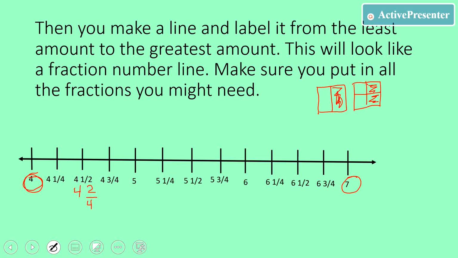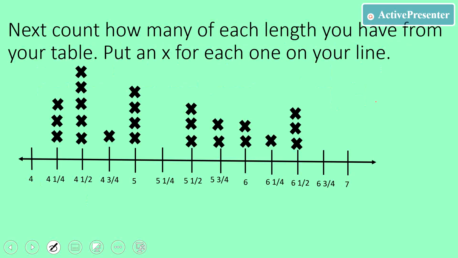So I've got then 4 3/4, 5, 5 1/4, 5.5, 5 3/4, 6, 6 1/4, 6.5, 6 3/4, and 7. So I have all of my numbers that it could be going from 4 to 7 if I'm counting by 1/4, because that's what my ruler is. And then what I do is I count how many of each length I have from my table, and I put an X for each one in my line.